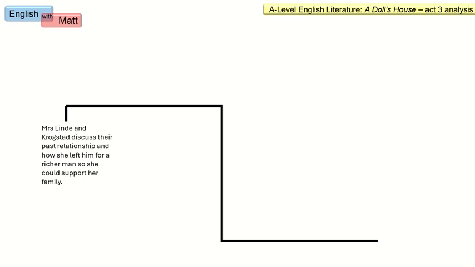The act begins with Mrs. Linde and Krogstad discussing their past relationship. And it turns out that Mrs. Linde and Krogstad had a relationship years ago, and Mrs. Linde broke it off with Krogstad because she needed to find a richer man to support her family. And Krogstad could not offer that financial security at the time.